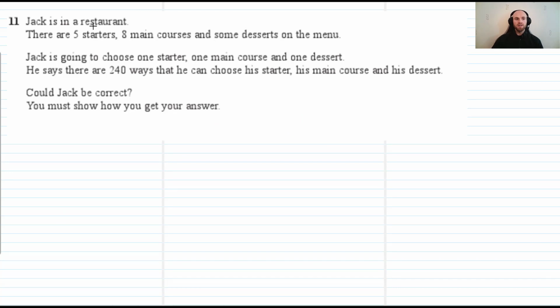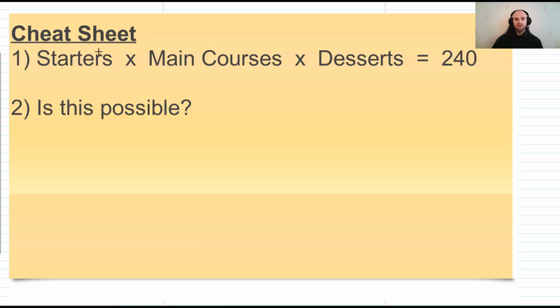Question 11. Jack is in a restaurant. There are 5 starters, 8 main courses, and some desserts on the menu. Jack is going to choose 1 starter, 1 main course, and 1 dessert. He says there are 240 ways that he could choose his starter, his main course, and his dessert. Could Jack be correct? You must show how you get your answer. So if we look at the cheat sheet, we know that the starters multiplied by the main courses multiplied by the desserts should equal 240 if he is correct. And then we need to ask the question, well, is this possible?